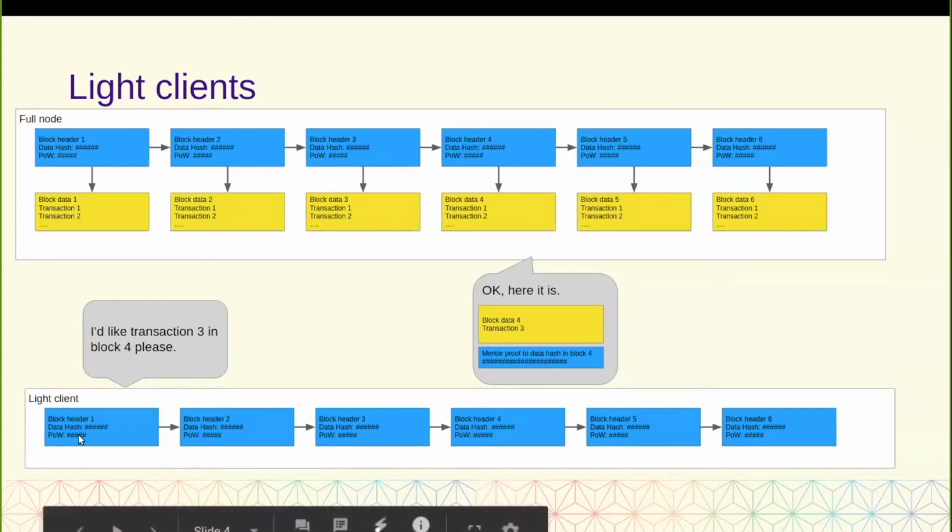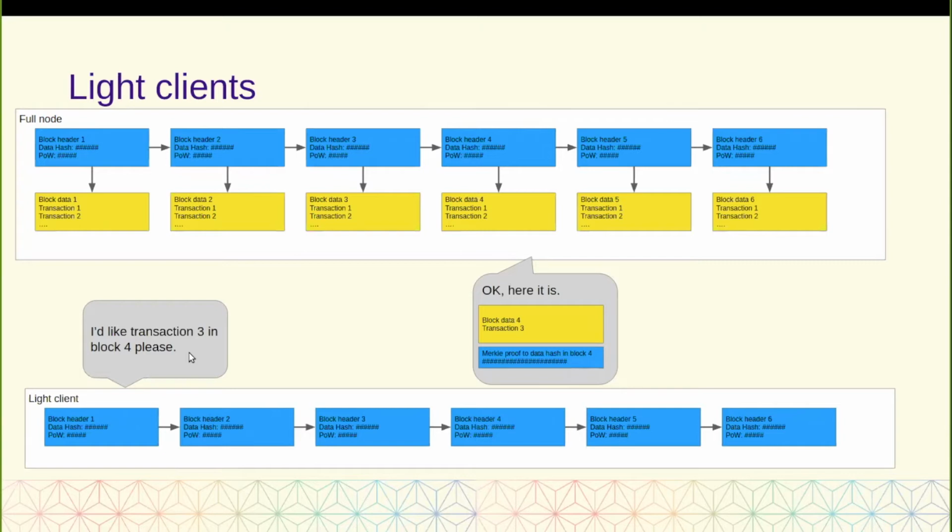At the bottom, you have a light client, and the light client has only downloaded the block headers. They didn't bother to download the block data at all. And now they want a certain transaction. They ask the full node, can you give me transaction 3 in block 4, please? And the full node responds with this, but not only does it give the data itself, it comes with a full proof that this is actually the data in that block. That's the nice thing about light clients, that they don't just have to trust that the full node doesn't lie to them. They can verify.